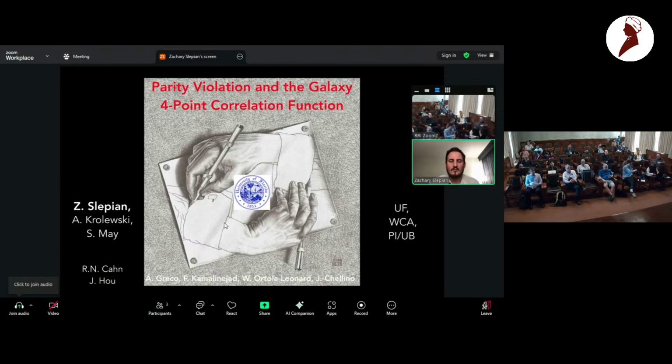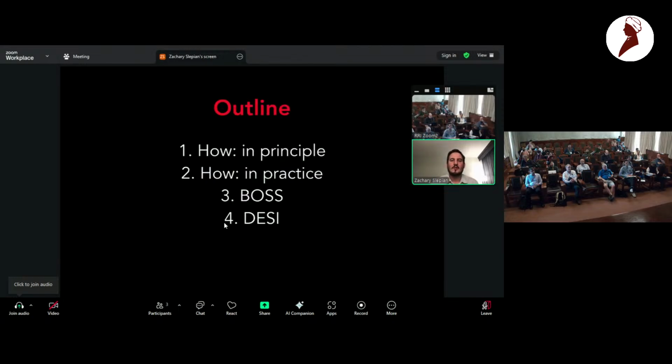And then some of the earlier work I'll talk about was done with me by Bob Kahn and Jamin Hu. Jamin was a postdoc in my group for a number of years, and Bob was a more senior collaborator, and some of their work I'll be touching on as well. And then finally, a lot of this has been contributed to by my own team at UF, listed across the middle of the slide: Alessandro Greco, Farshad Kamal and Ahad, William Mortola Leonard, and Jess Chilino. Farshad and Alessandro are postdocs with me, and the others are my grad students. So this is really work that many hands have touched, but I think you'll see it's a pretty meaty, complicated topic, so it was helpful to have many different inputs.